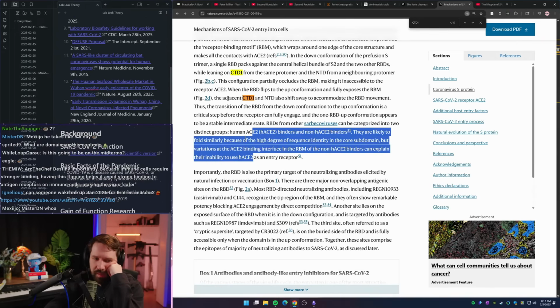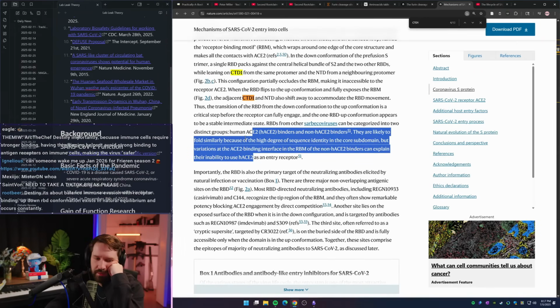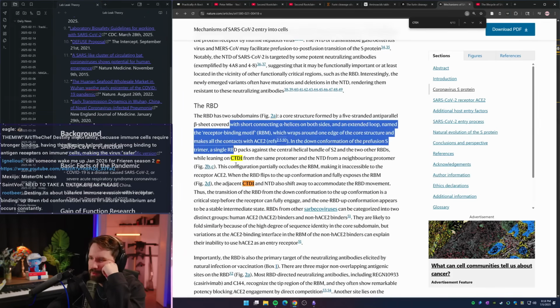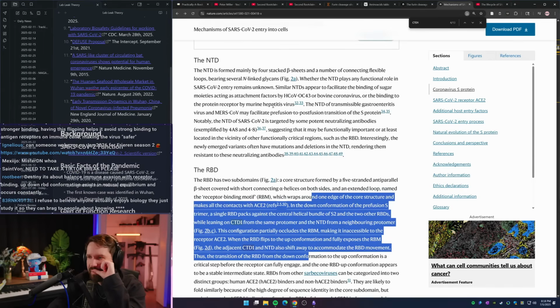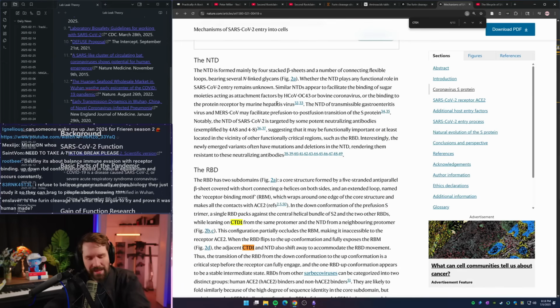Importantly, because immune cells require stronger binding, having this flipping helps it avoid strong binding to antigen receptors on immune cells, making the receptor. Show me that. You have to demonstrate that, because it makes it sound like when it's turned down, it can't bind to ACE2 at all. You're making it sound like it can weakly bind, so it can go to ACE2, but not the immune system.